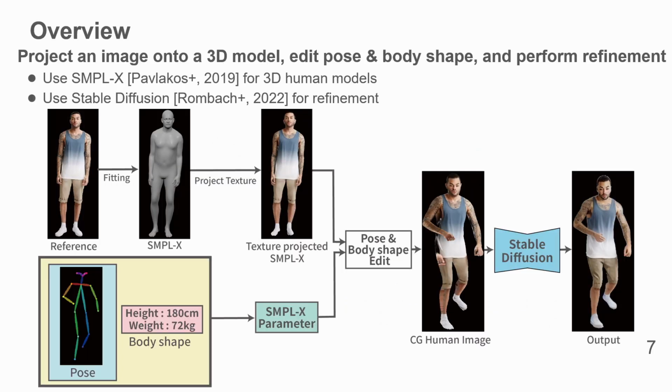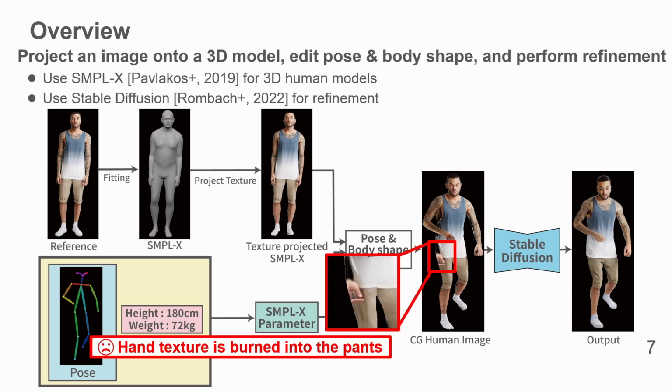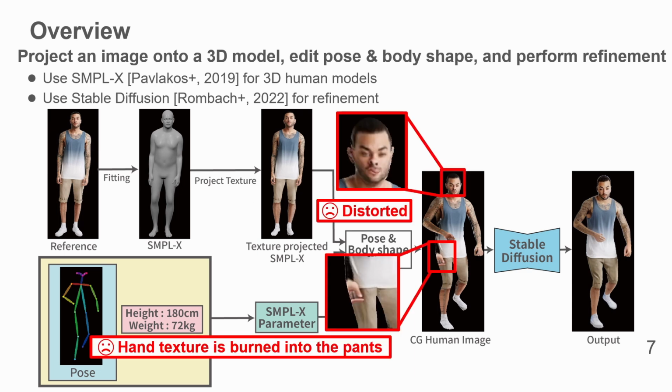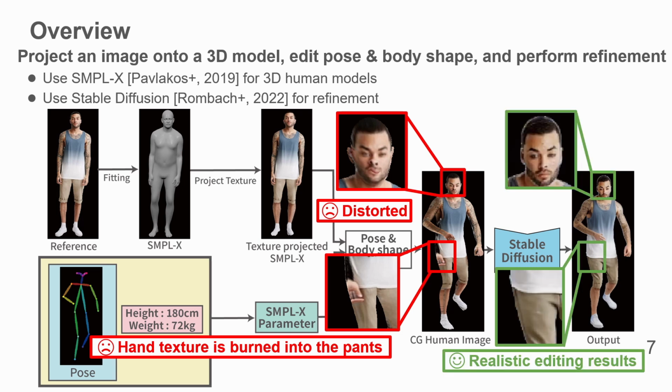This is the overview of our method. We first fit a parametric 3D human model called SMPL-X to the reference image, project the reference image onto the 3D model, and then edit its pose and body shape. However, this initial result often contains unnatural artifacts. For example, the hand textures are burned into the pants, and the face is distorted. To address this issue, we refine the rough CG person image using Stable Diffusion.